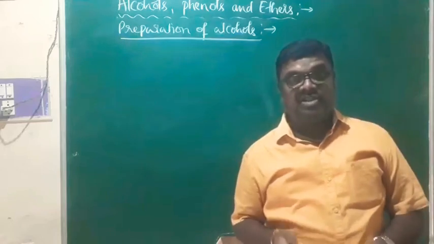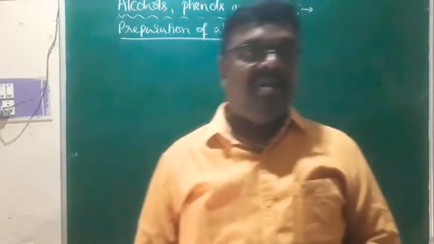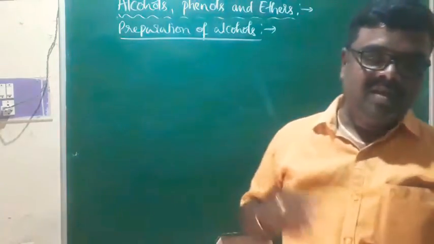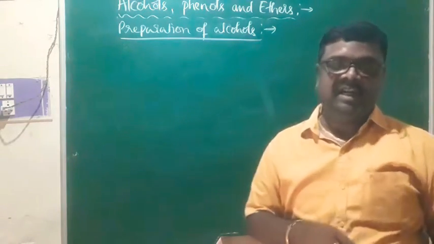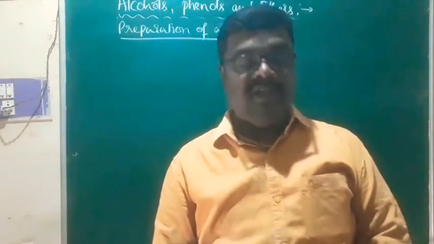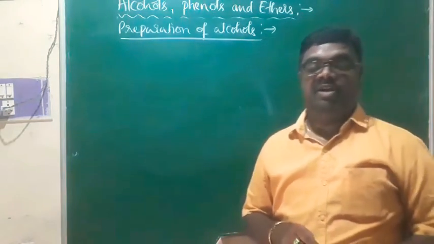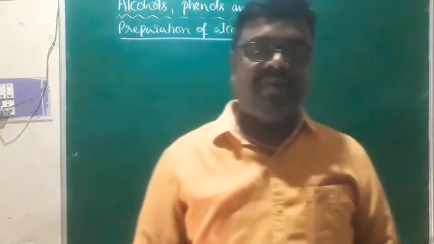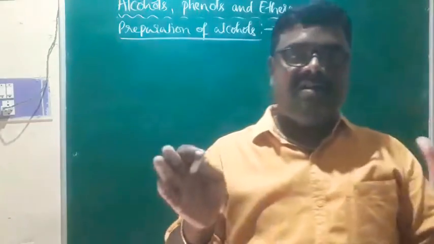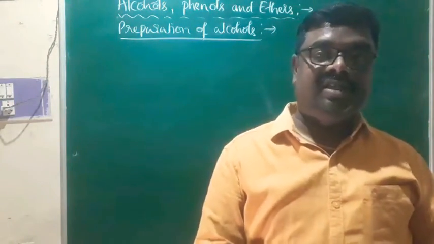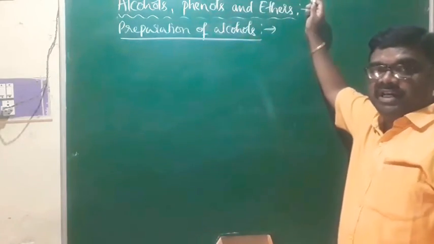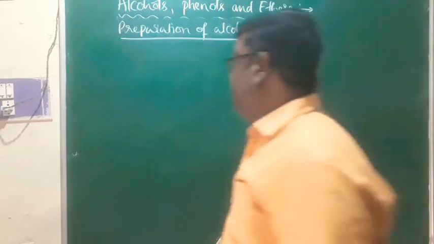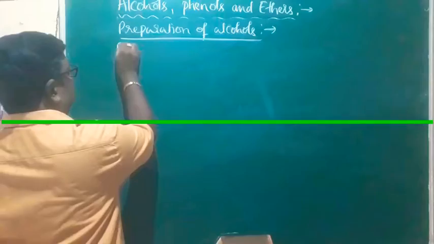Then preparation of alcohols from carbonyl compounds, aldehydes and ketones, right? Preparation of alcohols from carboxylic acids. And of course, finally, preparation of alcohols from Grignard reagents. These are the topics that we are supposed to discuss under the preparation of alcohols, right? Now at this moment, we'll begin with preparation from alkenes.